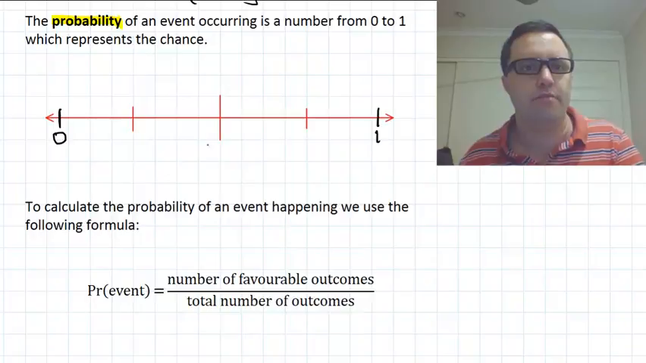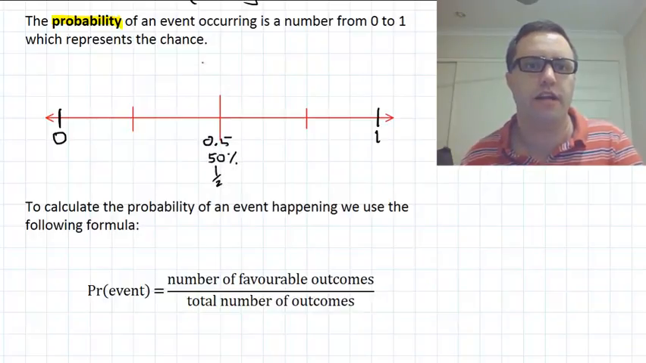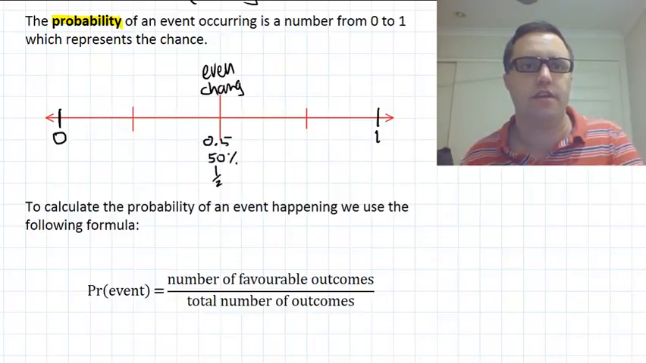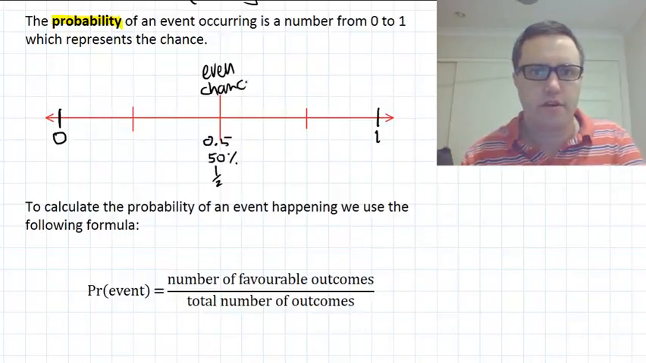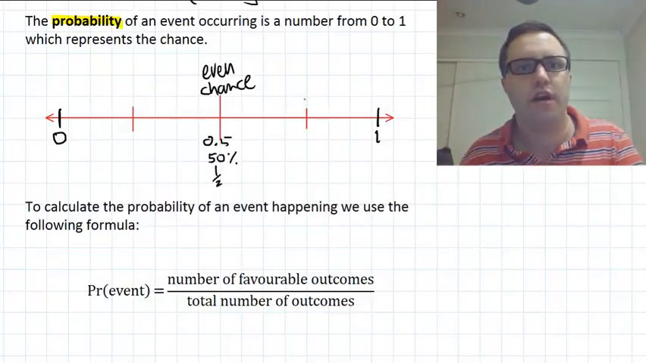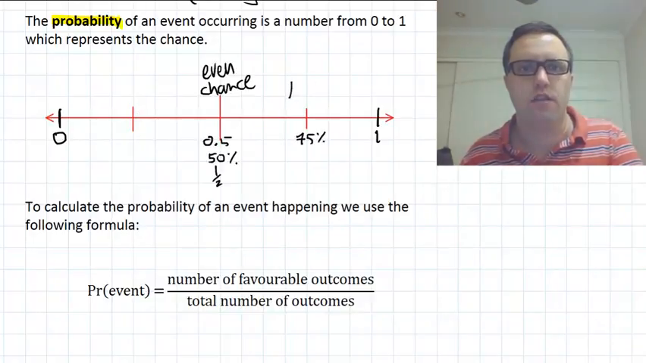In the middle here, we've got about 0.5, which also is 50%, or half. We would call this an even chance of something occurring. Then you've got here about 75%, so that is a likely event.